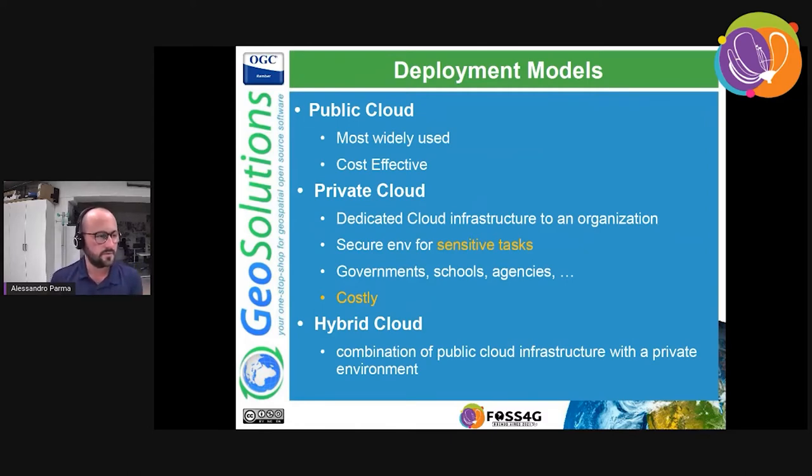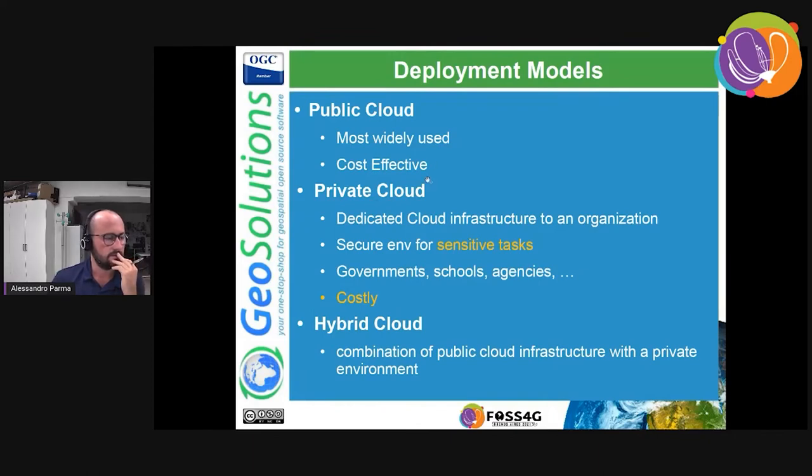There are a few different deployment models in the cloud. You have public cloud, which is the most widely used cloud deployment model. It's cost effective. It's what I was saying before. So the cloud provider is making the infrastructure available to you and other people, other companies, to run their software. They're all running on the same infrastructure.